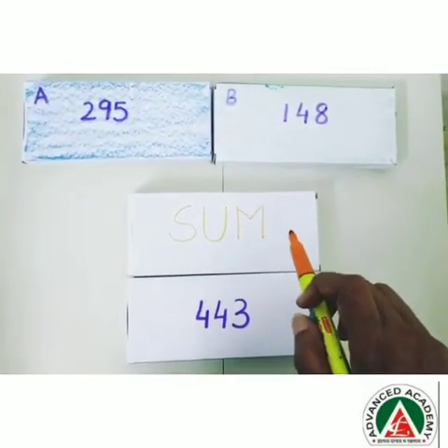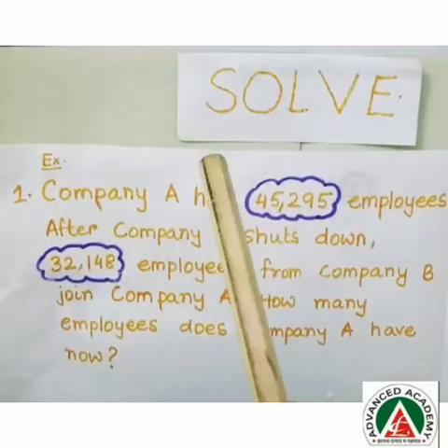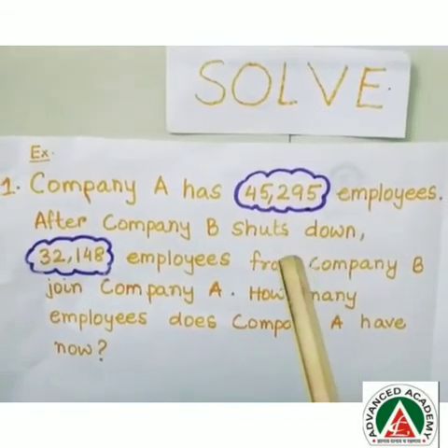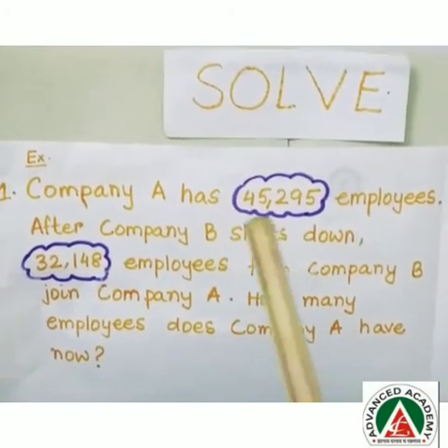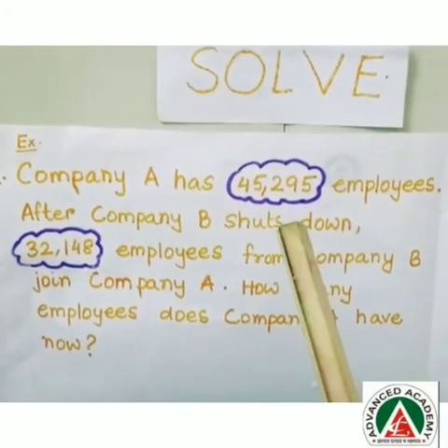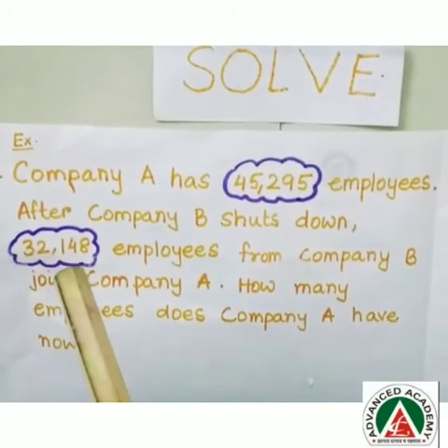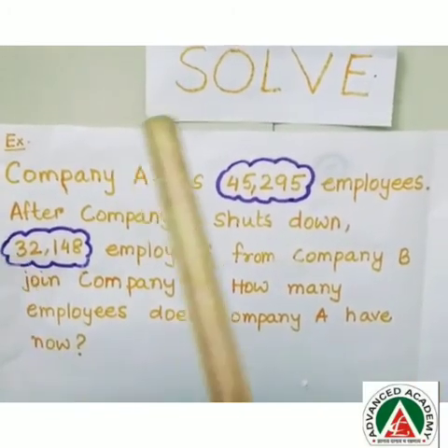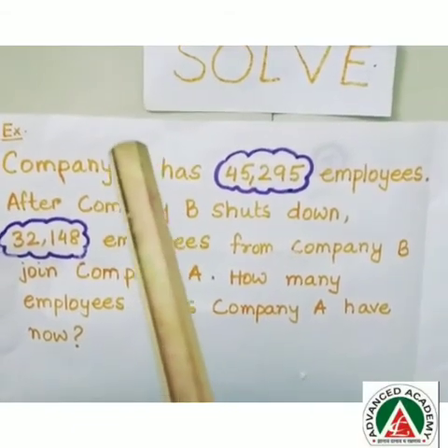So we get the sum. And what is the sum? That is 443. Children, I took smaller numbers, 3-digit numbers. Now, the same sums can be solved in a similar manner when we take bigger numbers. Over here, Company A has 45,295 employees and Company B has 32,148 employees. You have to remember the process is the same, whether the number changes to 5-digit, 7-digit or 8 digits.